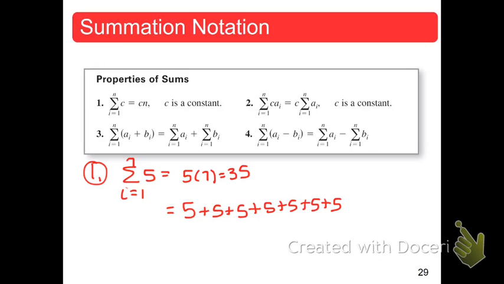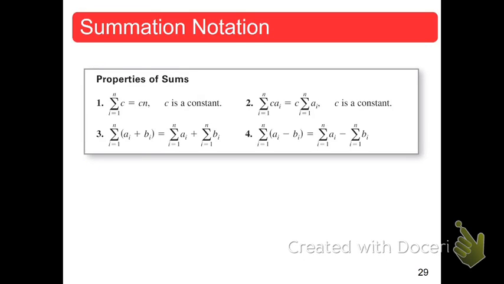Yeah, because it doesn't have a subscript. It doesn't have anything for you to plug into, so it's constant. Each time it's going to be 5. So the first term's 5, the second term's 5, the third, the fourth, the fifth, the sixth, the 7th term's 5. So if you add them all up, you still get 35.